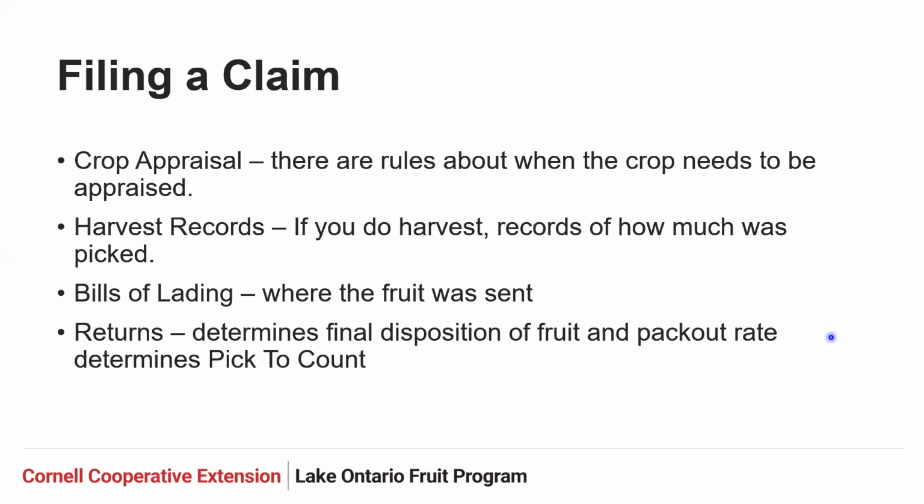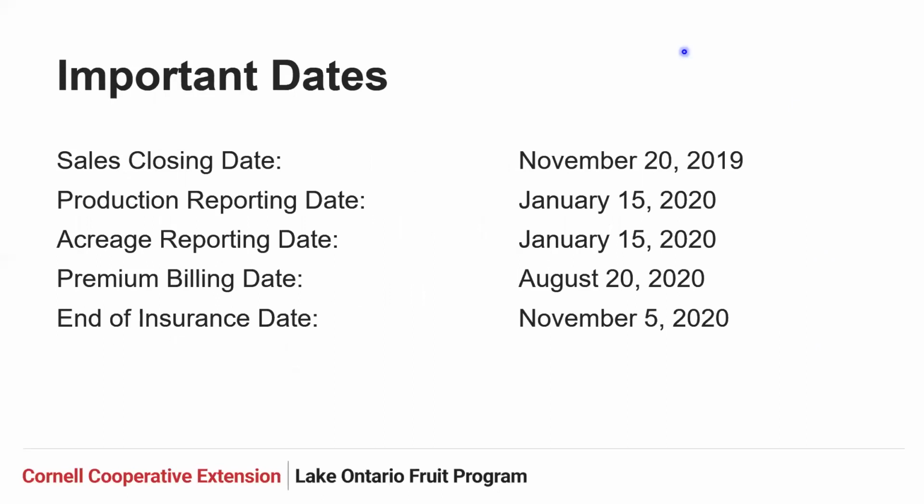It verifies the final disposition of the fruit, and also the pack out rate may contribute to the pick to count or production to count figure. These are important for you because the pack out rate may be lower than the amount of fruit that was sent, and so your loss would be greater and you might qualify for a higher indemnity. As you can see, there is a bit of time and work involved for setting up your insurance units and keeping records that are useful for making a claim for crop insurance.